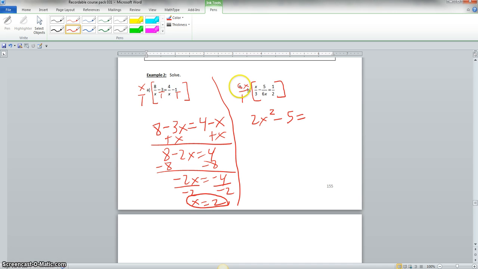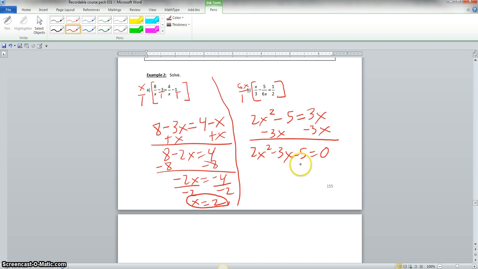2 goes into 6 3 times, so it'll be 3x times 1, which is 3x. Now, we could set this equal to 0 by subtracting 3x on both sides. And we will have 2x squared minus 3x minus 5 equals 0.